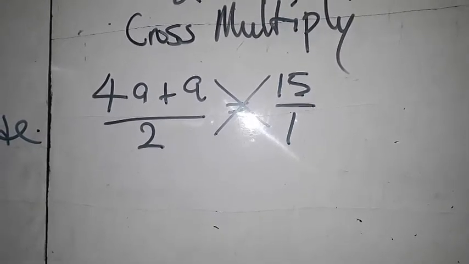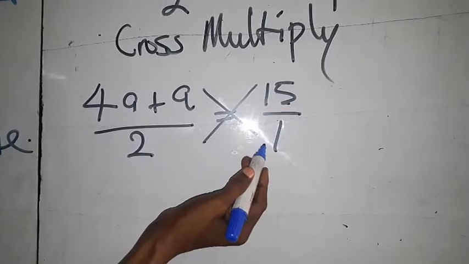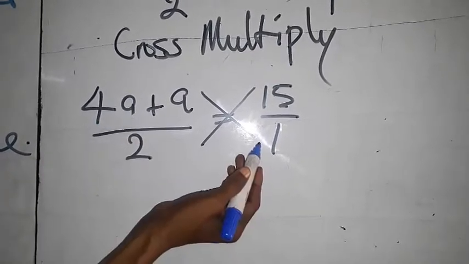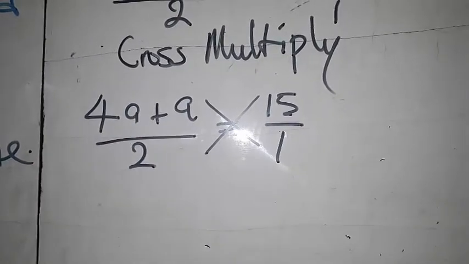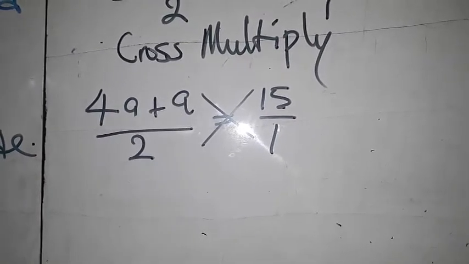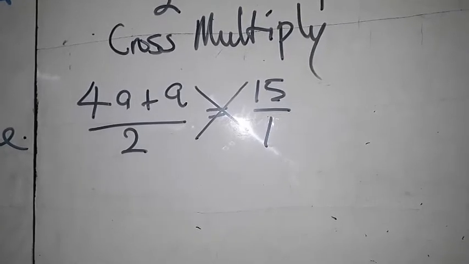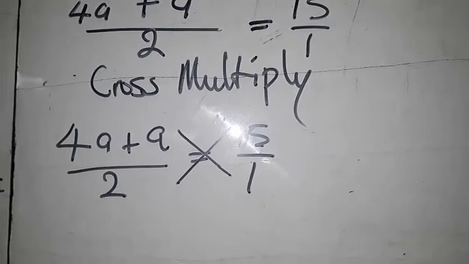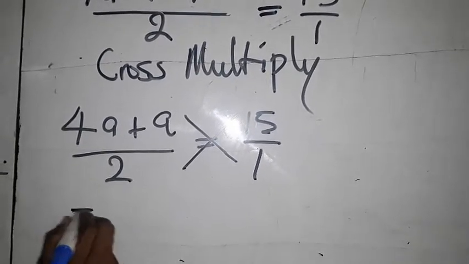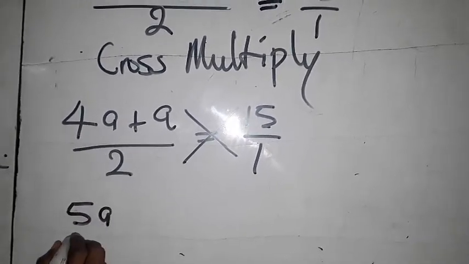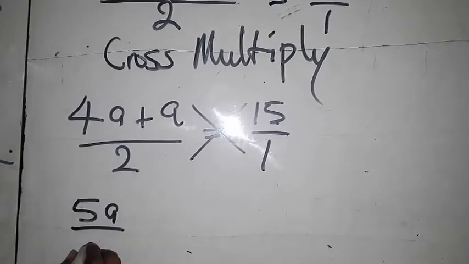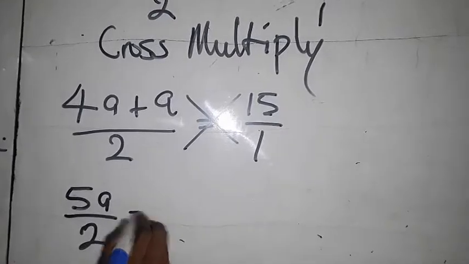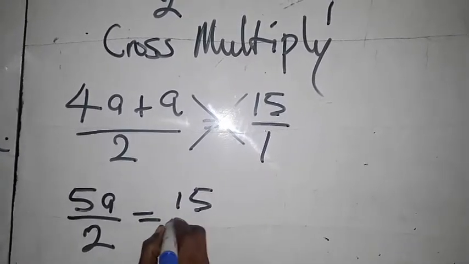Now, multiply this all through with this. Multiply this all through. What will you have? But before you do that multiplication, what if we just add this to this and have 5a at once? 5a. So that we will just move ahead. 5a all over 2 equals 15 all over 1.